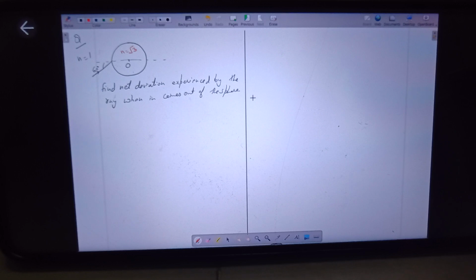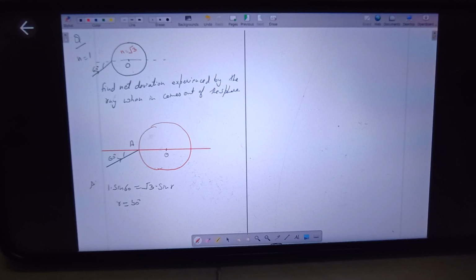So let's discuss it now. Okay, the angle is 60 degrees. Now say this point is B. Using Snell's law at A, we'll get 1 into sine 60 equals root 3 into sine r. By solving it, we'll get r equals 30 degrees. I can say this is clear to everyone. r will be 30 degrees.